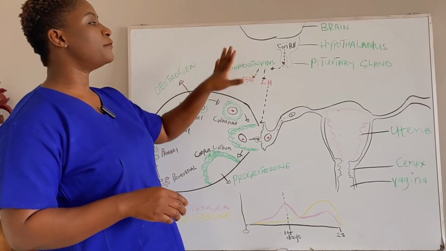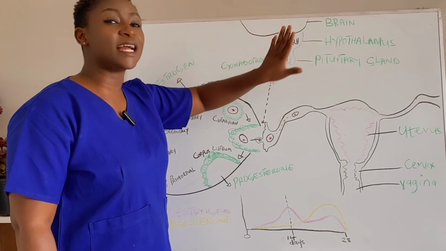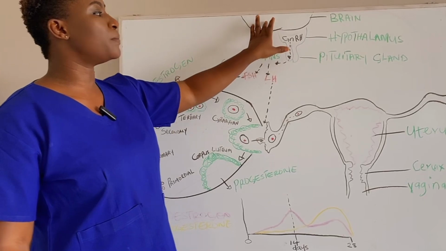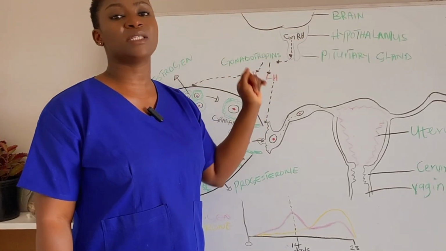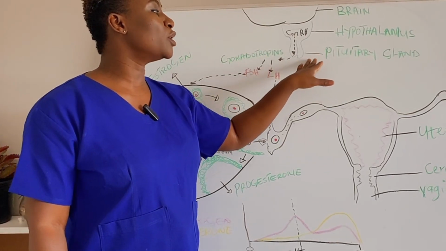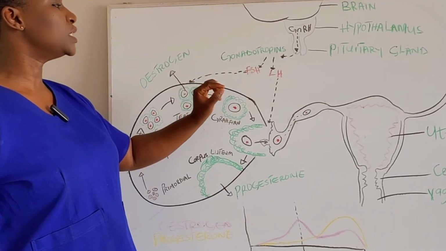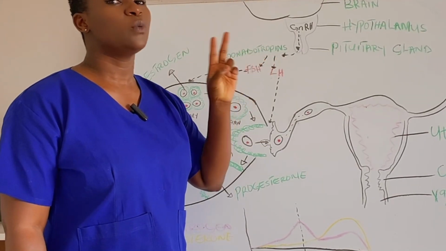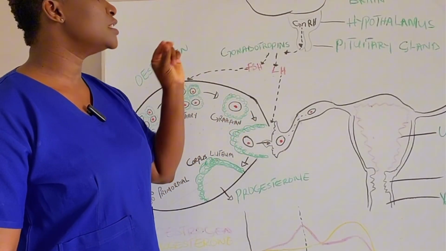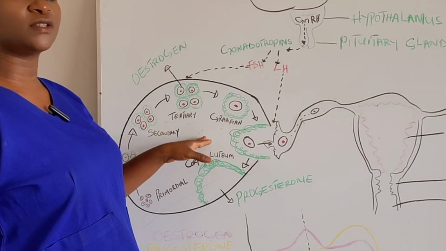Now, for this event to take place, the central nervous system, which is the brain, controls the activities of this event. The brain has a part called the hypothalamus, which controls the activities of what? The pituitary gland. The pituitary gland is of two types. We have the anterior pituitary gland and the posterior pituitary gland. But in this video, the anterior pituitary gland is what controls the activities of the ovary.